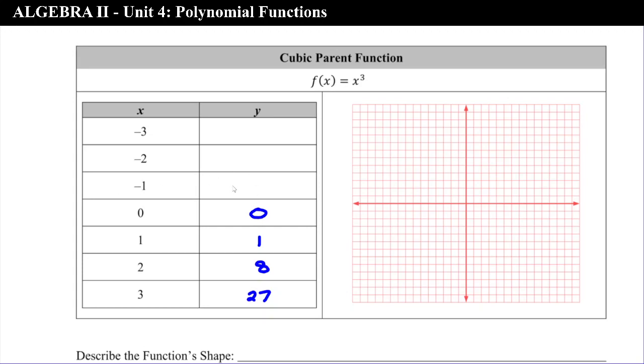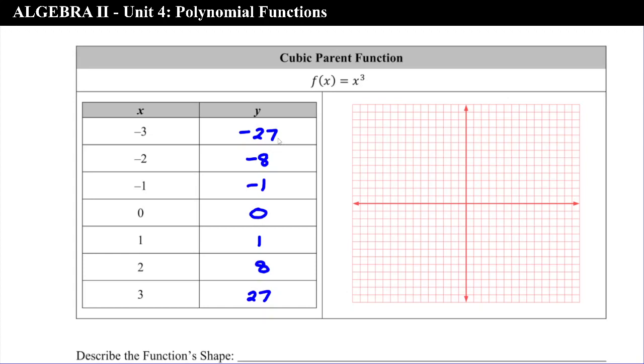Now when we go to the negative values, negative 1 times negative 1 is positive 1, times another negative 1 gives us a negative 1. Okay, so every time you cube a negative number, you're going to get a negative answer out of it because you're multiplying 3 times. So you end up with a negative times a negative, which gives you a positive, and then a positive times a negative, which brings you back to a negative. So our values here are negative 1, negative 8, and negative 27.